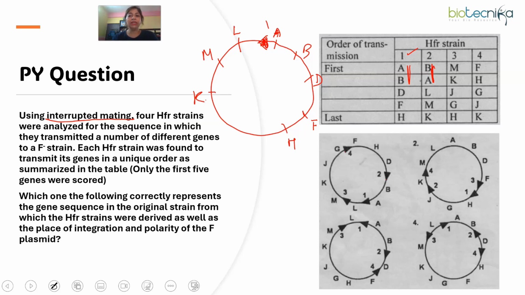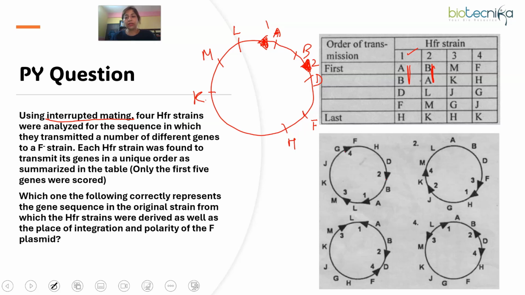Now here B is going first followed by A, that means the integration site of F plasmid is here, and the arrowhead will be pointing towards D. Because at the head of the arrow there will be a cut and the tail will be joined with the DNA, which will be taken to the recipient.